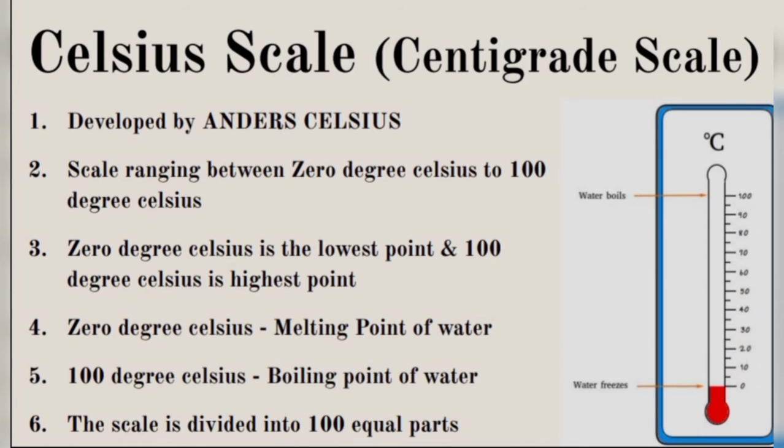Now we will look into Celsius scale. It's also called a centigrade scale and it is the most commonly used scale for measuring temperature, and it was developed by Anders Celsius. This scale uses 0 degree Celsius as the melting point of water, which is the lower fixed point, and 100 degree Celsius as the boiling point of water, which is the upper fixed point. Between 0 degree and 100 degree, the scale is divided into 100 equal parts.